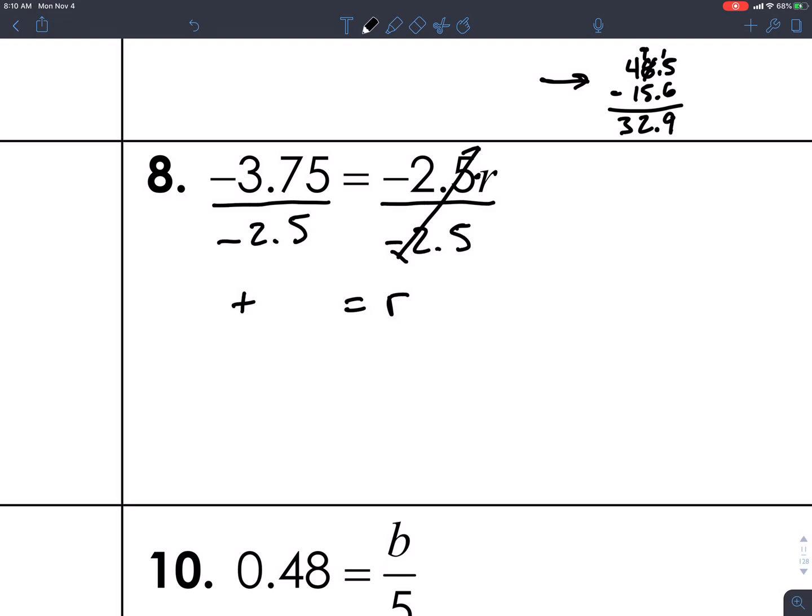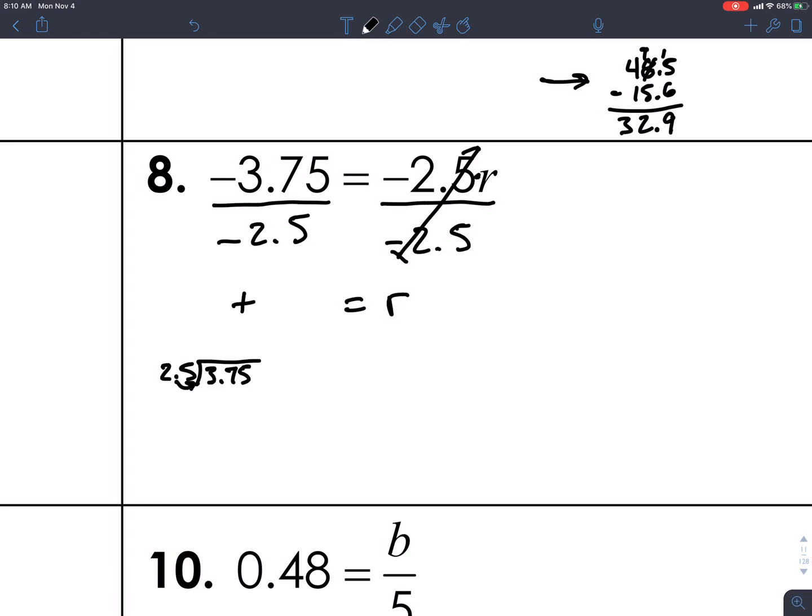So I already know my answer is going to be positive, so I don't have to worry about the negatives now. Now I can do top dog goes in the house, 3.75. The other number goes outside. I'm not messing with the negatives because I already know my answer is going to be positive.